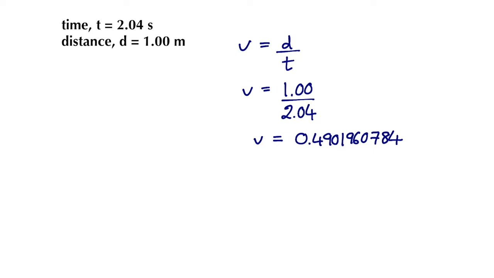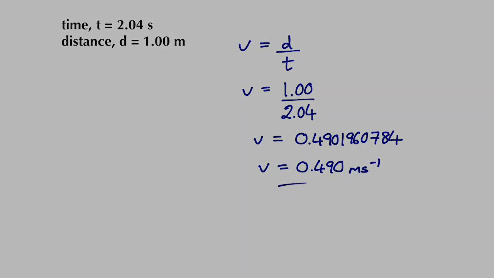Now clearly, it would not be sensible to express our answer to that number of significant figures. Going back to the question, I can see that I have 3 significant figures, so I'm going to round my answer here to 3 significant figures. So the 4 is significant, the 9 is significant, and so is that 0. Therefore, my end result will be v is equal to 0.490 meters per second.